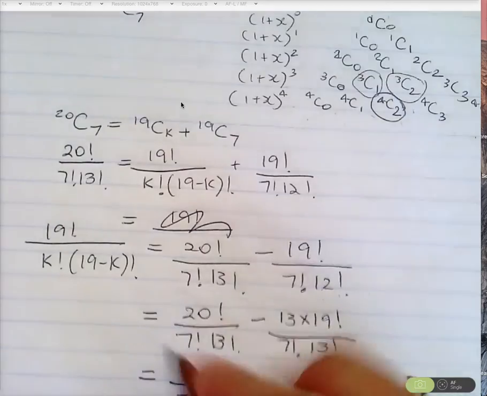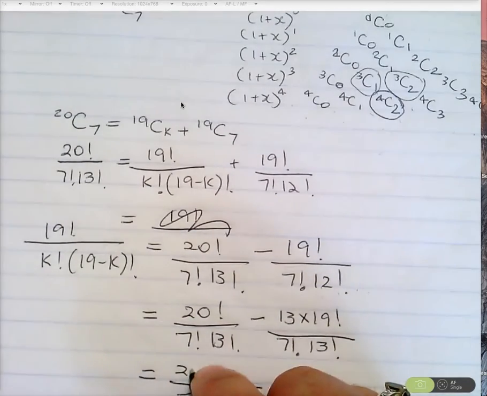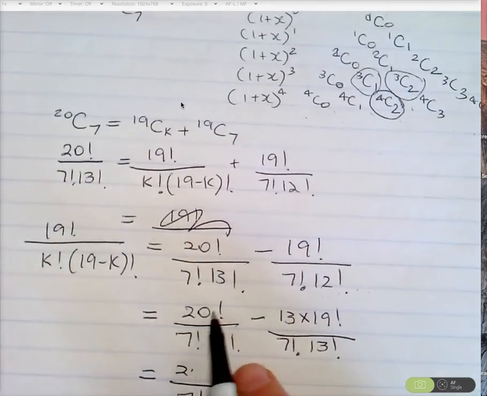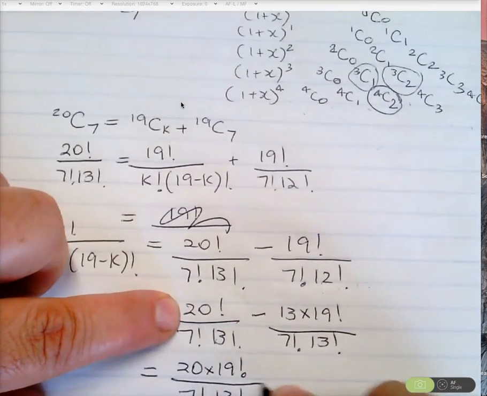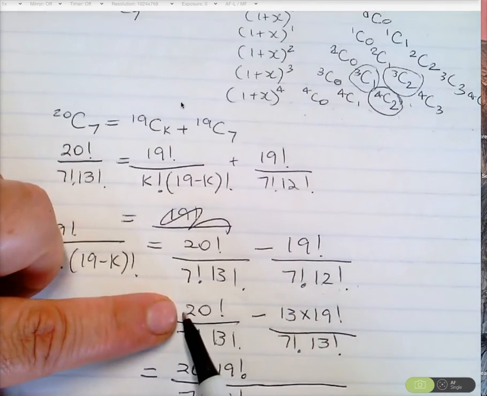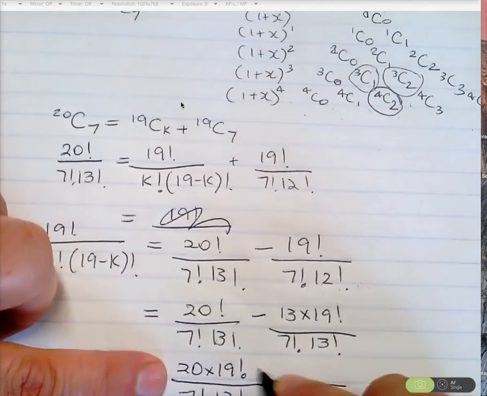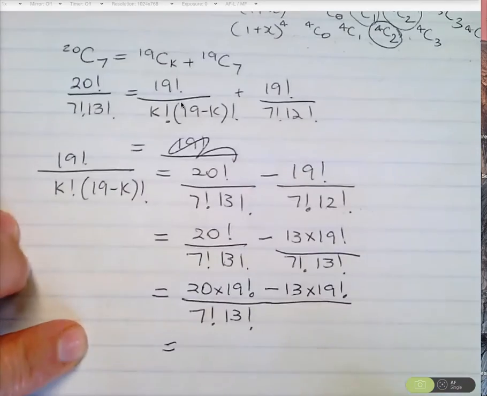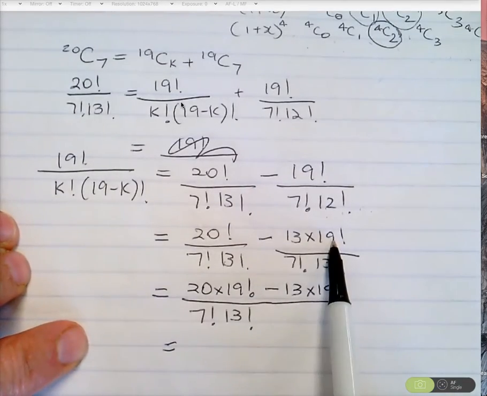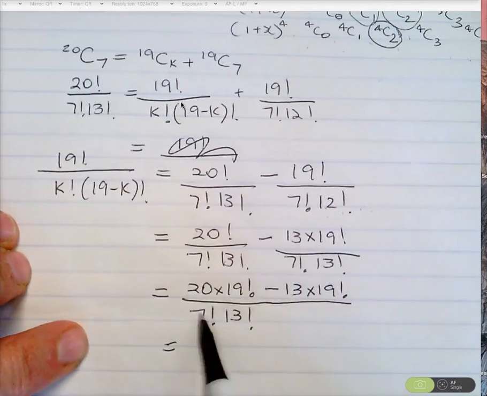Well, that's where I stopped. All right, we can't do this. Why don't we change this into 20 times 19 factorial? Isn't that what 20 factorial is? 20 times 19 factorial minus 13 times 19 factorial. See, they're not like terms, so you can't subtract. Denominators are the same now.